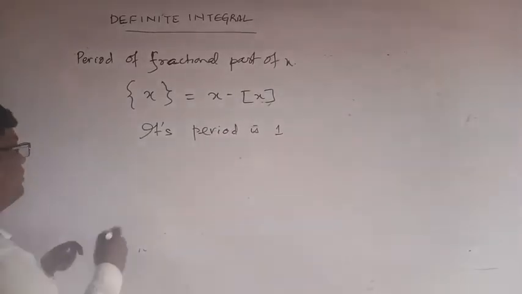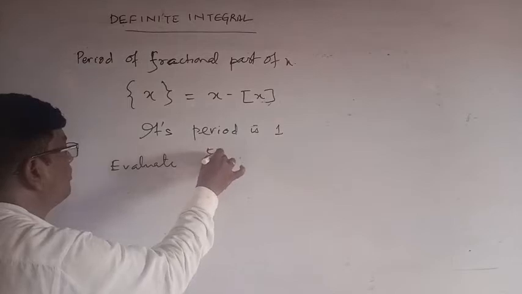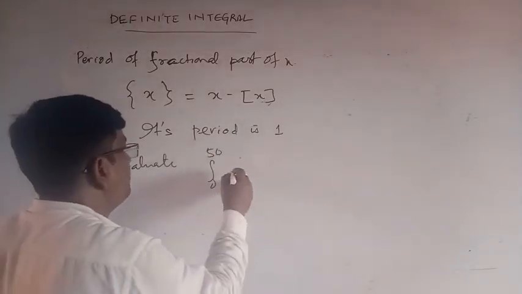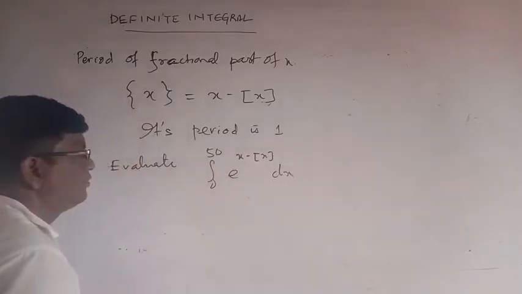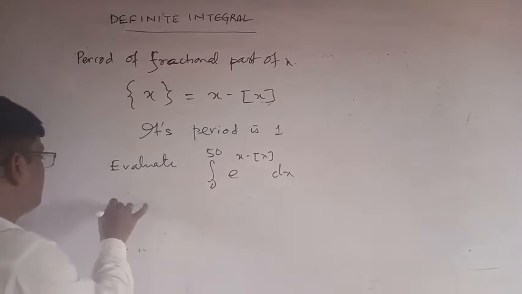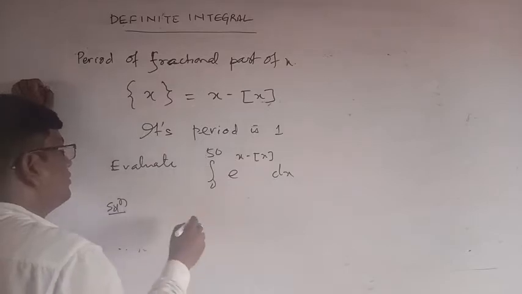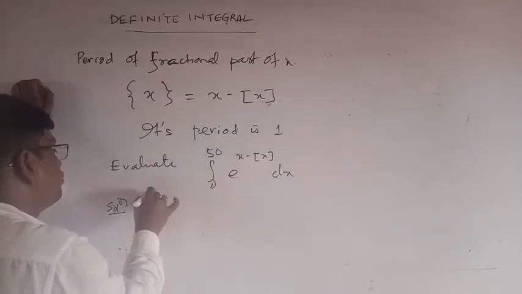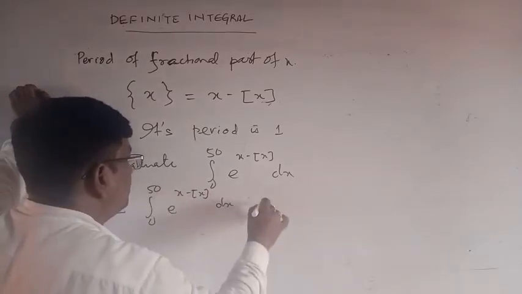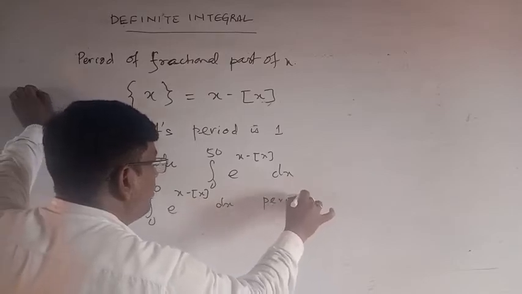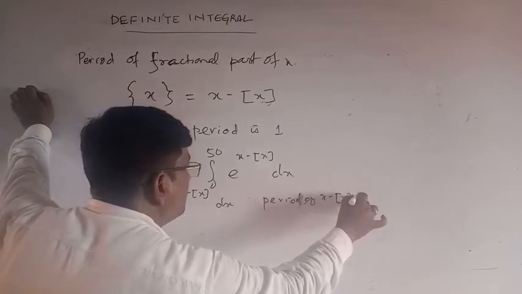Now one question: evaluate the integral from 0 to 50 of e to the power (x minus [x]) dx. Solution: it is a periodic function of period 1. Integration 0 to 50 of e to the power x minus [x] dx. So the period of x minus [x] is 1.